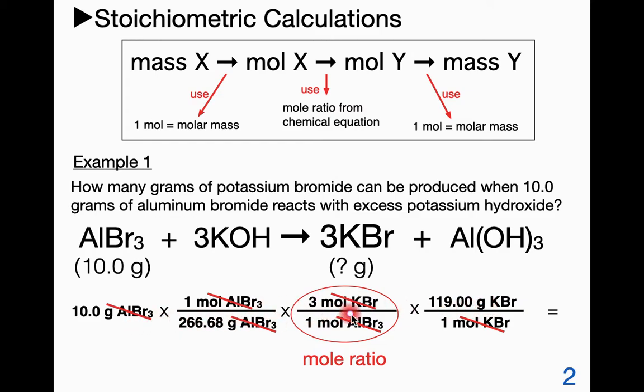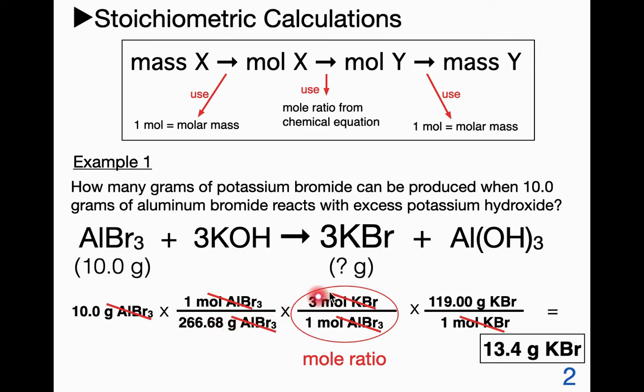Now, when you type this into your calculator, remember you multiply by all numerators and divide by all denominators. It doesn't matter the order that you do it in, but what you do not want to do is multiply all the numerators, get an answer, multiply all the denominators, get an answer, and then divide one by the other. You're making your life much more difficult than need be. So please just follow my lead here. It would be 10.0 divided by 266.68 times 3 times 119 equals, and you would get 13.4 grams. We have 3 sig figs because we started with 3 sig figs.